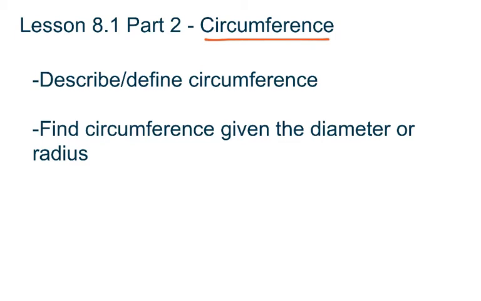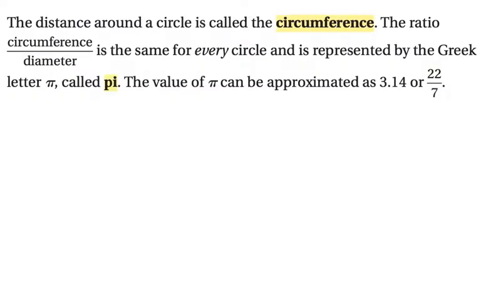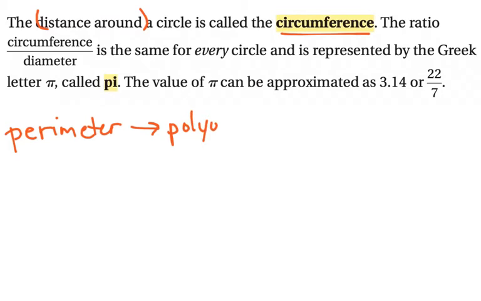Let's go ahead and jump into this. The distance around a circle is called the circumference. We'll pause right there for a second. When we talk about the distance around a shape, in the past we would have referred to that as something called perimeter. We don't use perimeter for circles for one relatively straightforward reason. Perimeter is a term that belongs to polygons or figures that have straight sides, and of course the circle does not. So it just gets a special term for perimeter. So when we say circumference, again, we simply mean the perimeter of a circle.